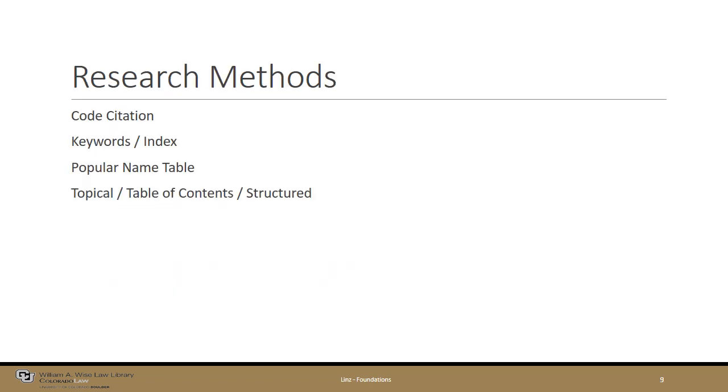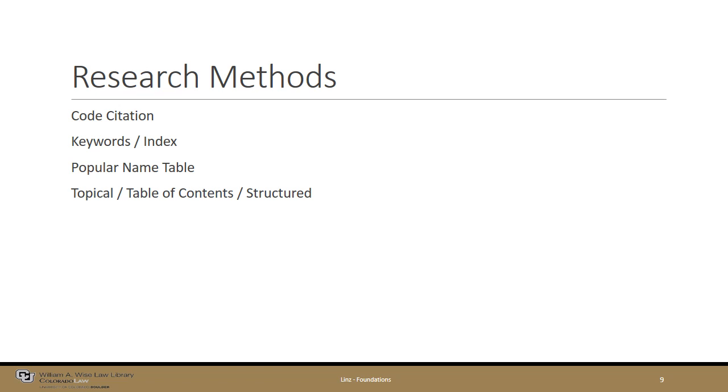So what research methods can we use to find statutory law? Well, the easiest way, of course, is if we have a code citation. That 26 USC 2001, we would type it into our search boxes and open it up, or we'll go to the shelf where our code is located and look it up in print. We can also use keywords to search an index or to search a full-text database.